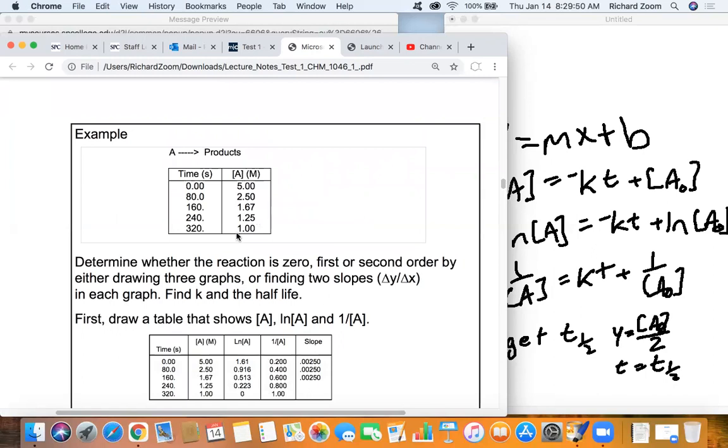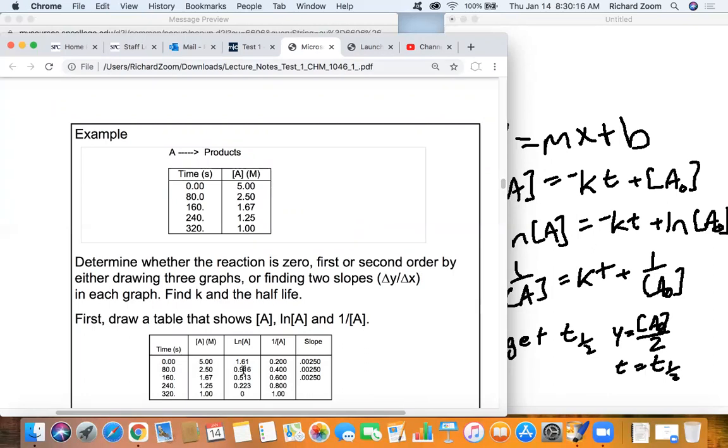So you have A, which is the data you were given. To get the ln of A, all you do is put 5 into your calculator and hit ln, or depending on the calculator you have, you might go ln of 5. To get 1 over A, it'd be 1 over 5, 1 over 2.5, 1 over 1.67, etc.